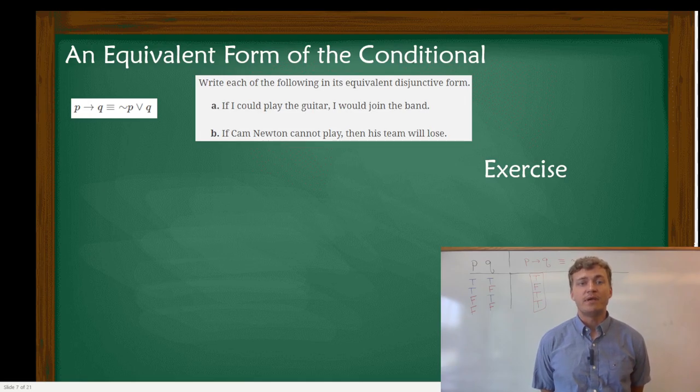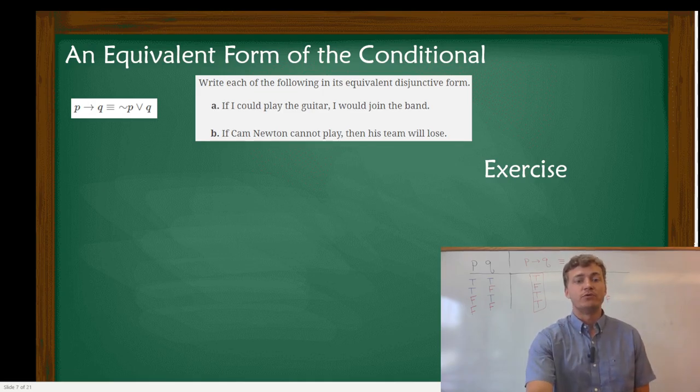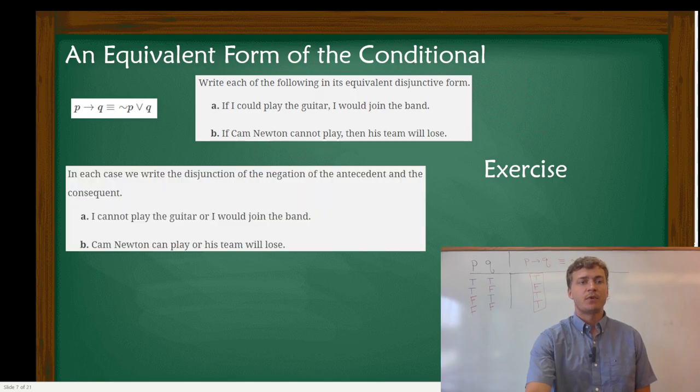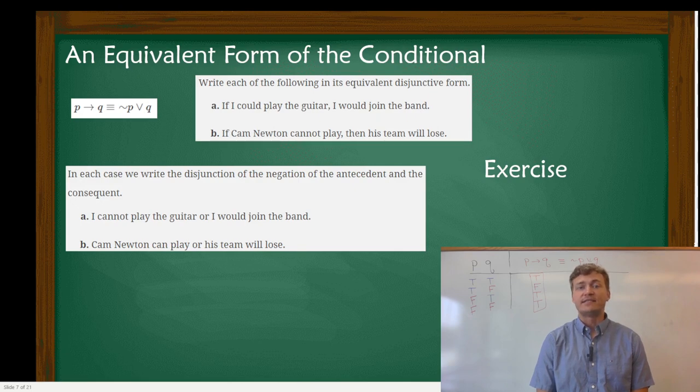For part B, Cam Newton can play or his team will lose. So let's see how we did there. In each case, we want to see if we can write the negation of the antecedent and the consequent. In other words, for part A, if I could play the guitar becomes I cannot play the guitar, followed by or I would join the band.